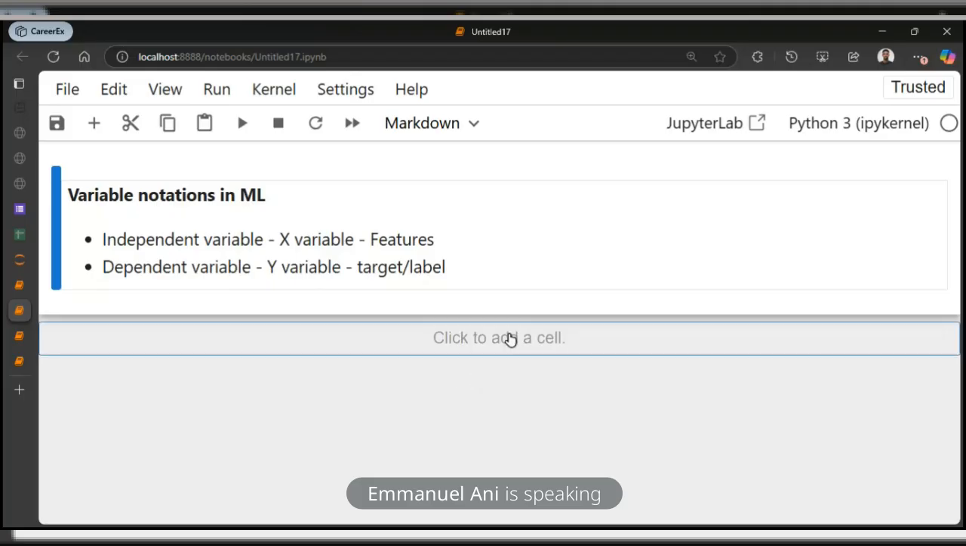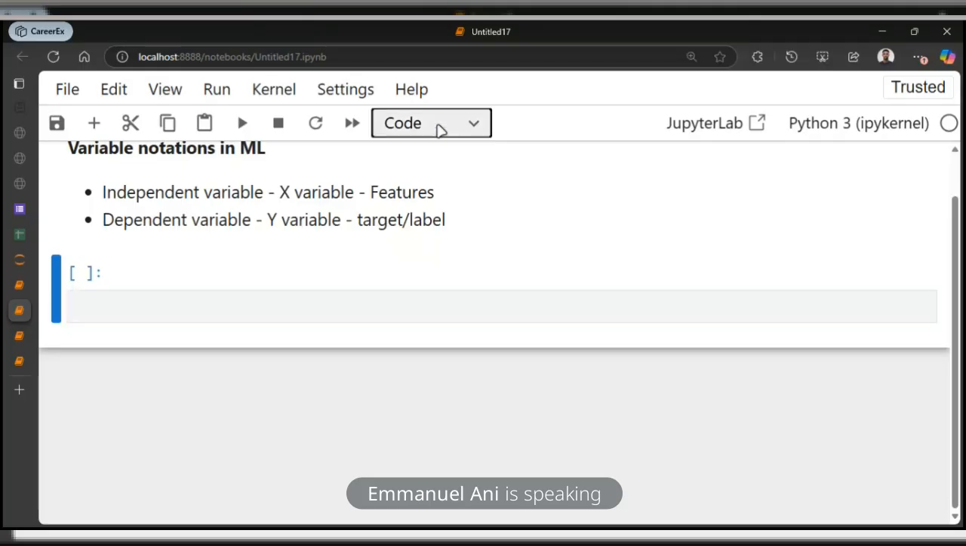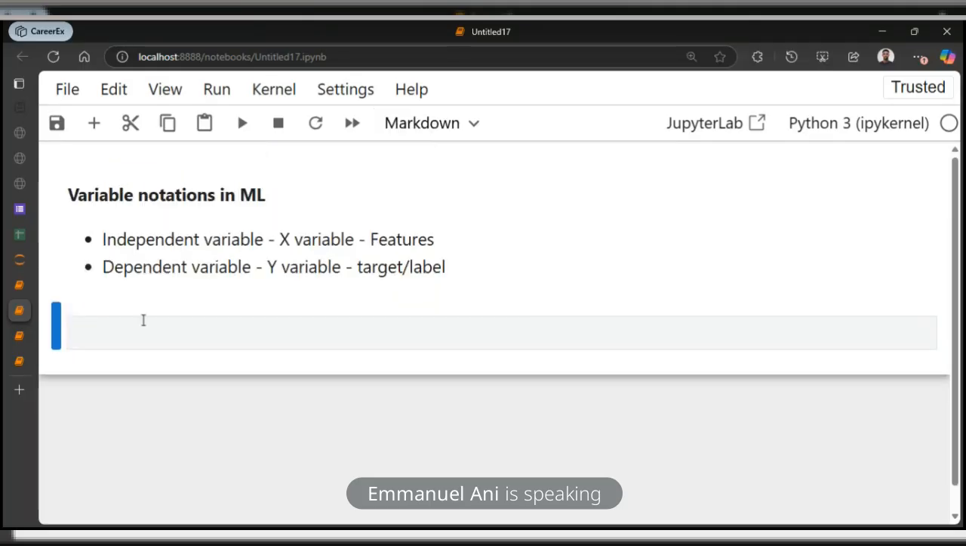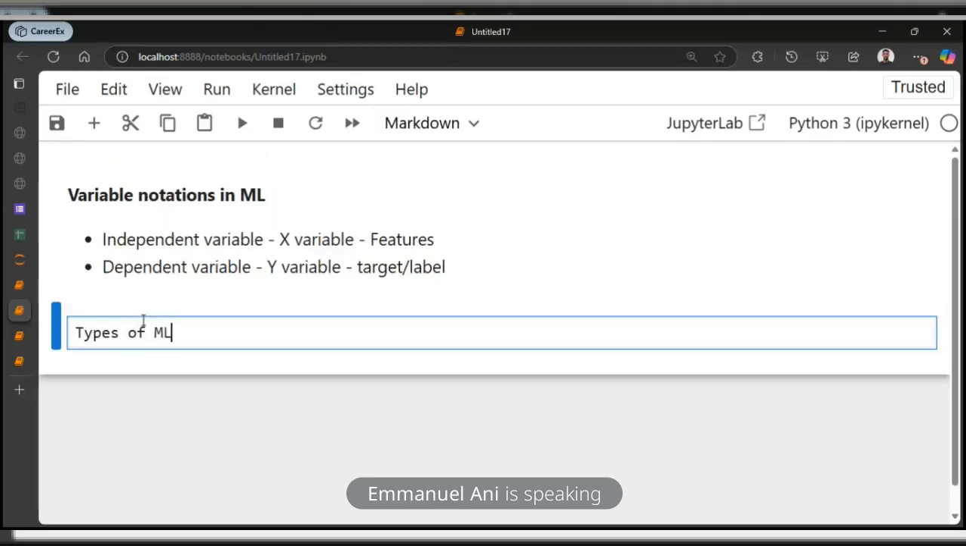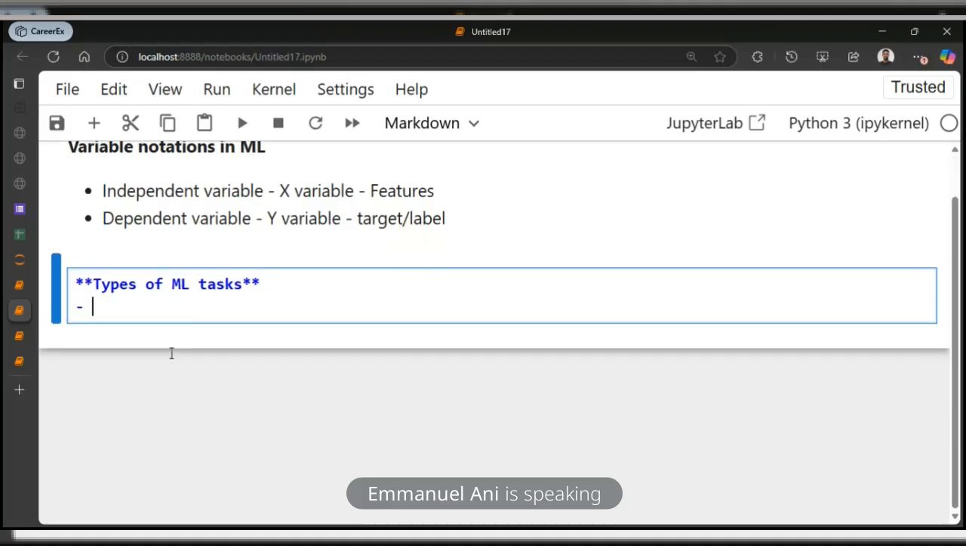I remember in the last class we talked about two types of ML tasks. Can someone remind us of the types? I think we looked at it yesterday, and I mentioned them. So can someone tell us the types of ML tasks that we have?